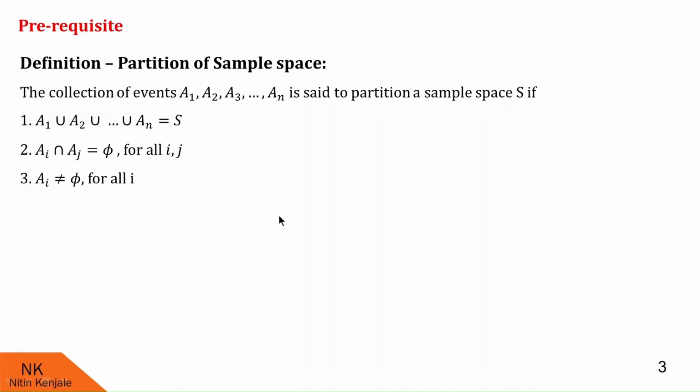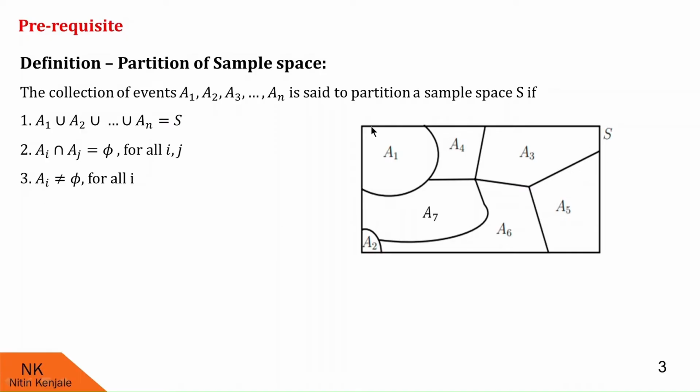Let us understand these axioms using this Venn diagram. This is entire sample space. This sample space consists of events A1 to A7. Clearly, union of all these events is the entire sample space. So this fulfills our first axiom. Also note that none of the events is intersecting any other event. That means Ai intersection Aj is always empty for any i, j. Also, none of the events is empty. That is, Ai is not equal to empty for any i. Therefore, this A1 to A7 is a partition of the sample space. I hope guys you understood this concept of partition of sample space.